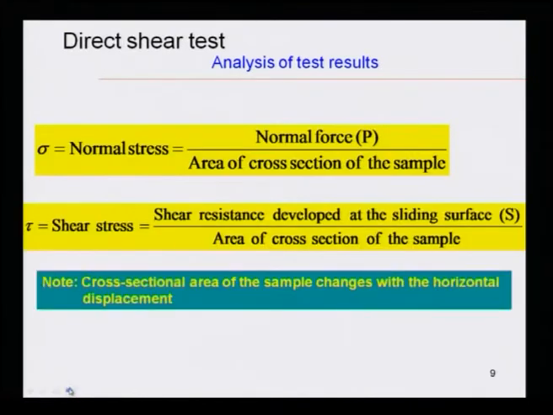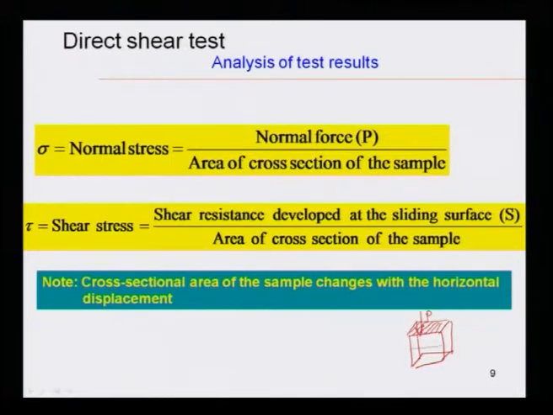Now, as I said, normal stress is generally measured as normal force by area of cross section. Normal stress is applied vertically. So, this is the load or normal force P with this area. If the direct shear box has this area, normal force per area is your normal stress.